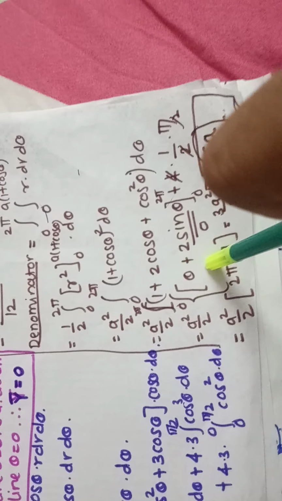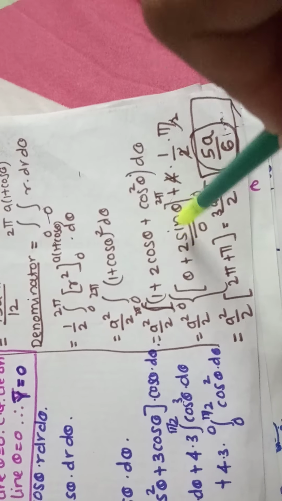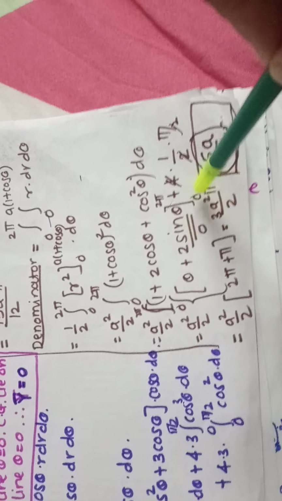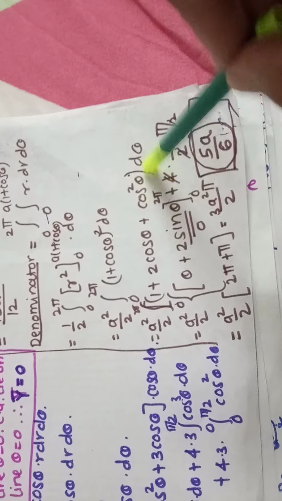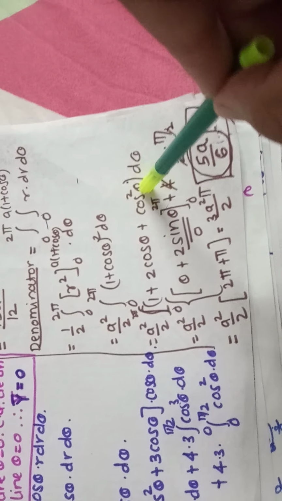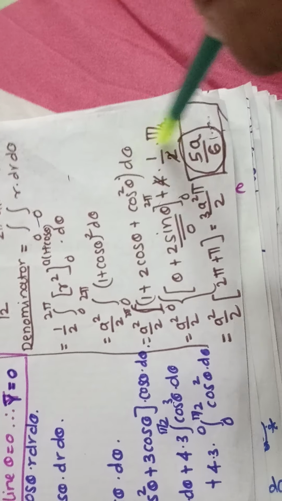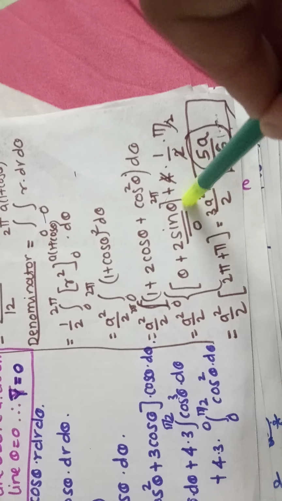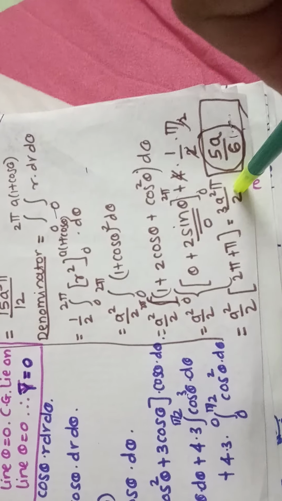The integration of 1 is theta. The integration of cos theta is sin theta between 0 to 2 pi. Here again I am using the reduction formula: 4 into the integration from 0 to pi by 2, write 2 in the denominator, 2 1 pi by 2. So the answer is, the denominator is 3a square pi upon 2.